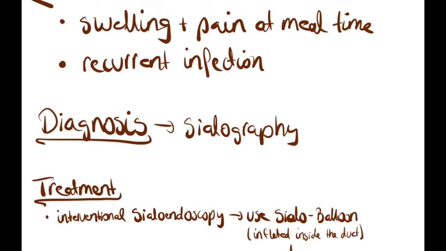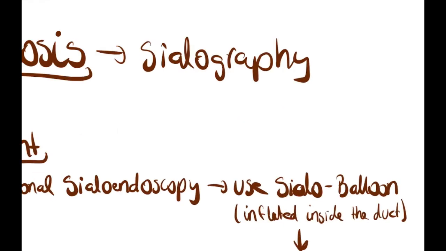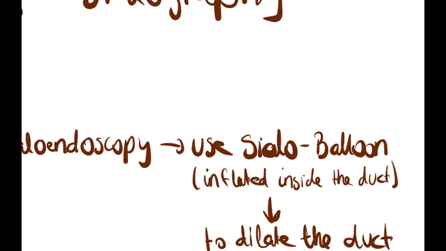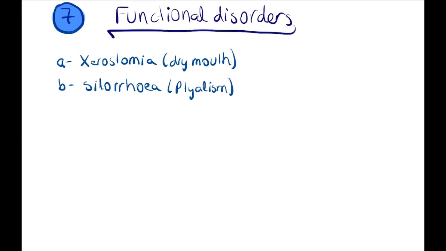You use a sialo balloon. You put it inside, and then you inflate it inside the duct. So why do you do it? To dilate the duct. So this is the second type. The third type is the functional disorder.